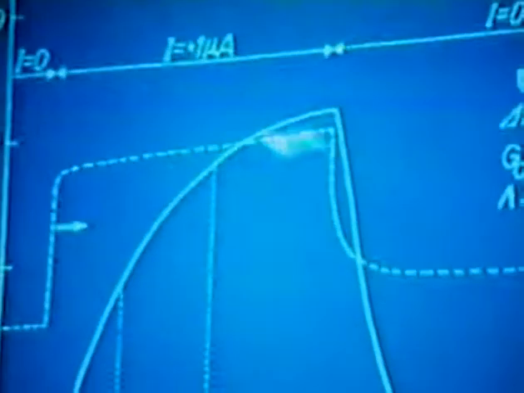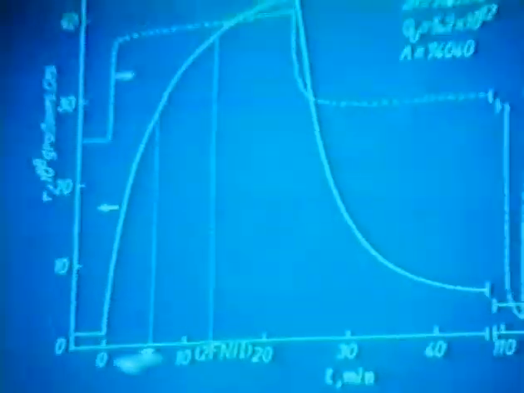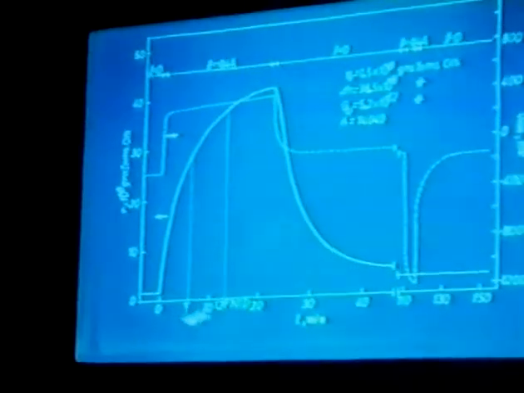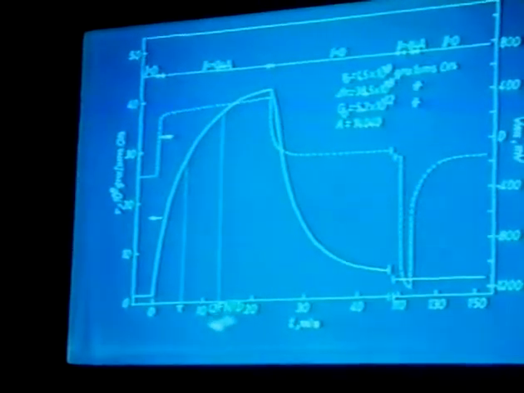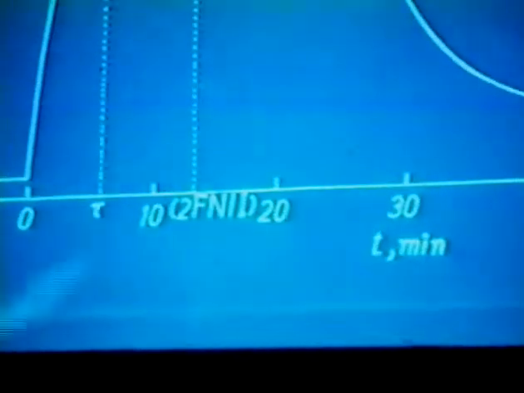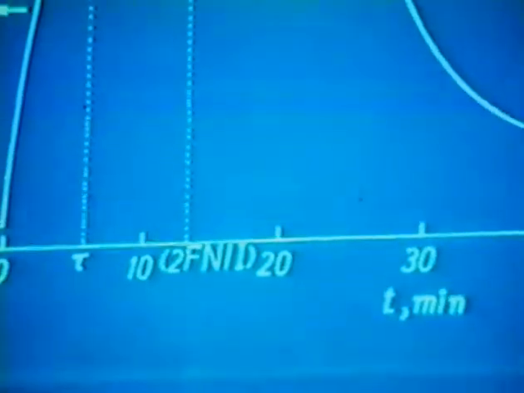Another thing to note in this slide is that the time constant for this effect is on the order of 2 times the Faraday constant times the total platinum catalyst surface area divided by the current which we apply. Therefore, the entire catalyst surface is responding to this change in current. And here we are plotting our steady state results.